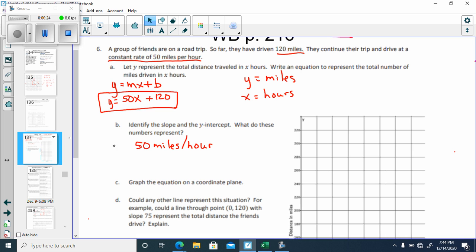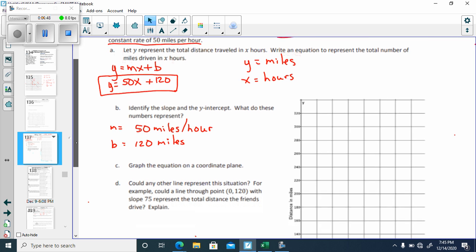What's the y-intercept? So this is our slope. Let's get our y-intercept, which is our b. That's our starting point. Isn't that the 120? What does that represent? We're 120 miles into the trip before we get this started, right? We've already gone 120 miles. 120 miles is our starting point.